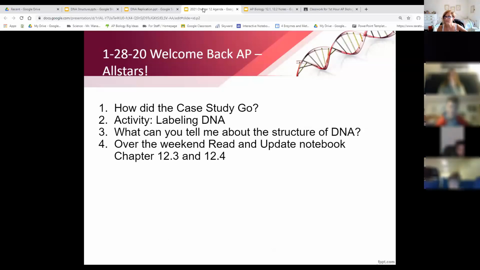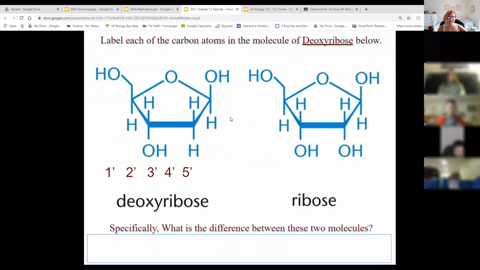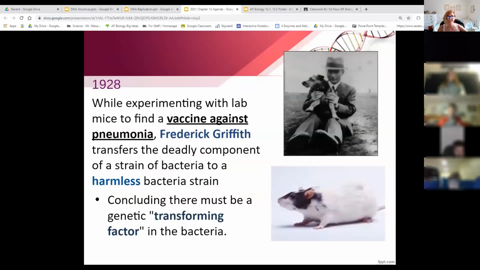Create a vaccine for pneumonia. Right. So since it's in this chapter on DNA, a lot of people automatically think it has to do with DNA, but he wasn't even investigating. I guess I'm going to go out of order here. He wasn't even investigating DNA in the first place. He was trying to find a vaccine to fight pneumonia.